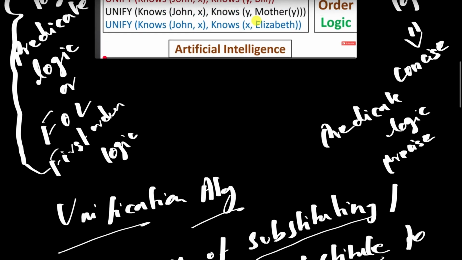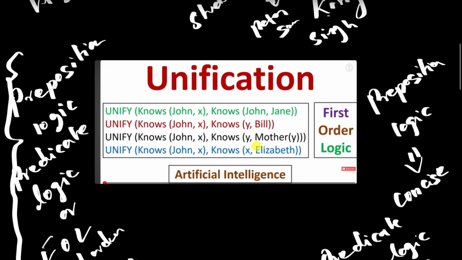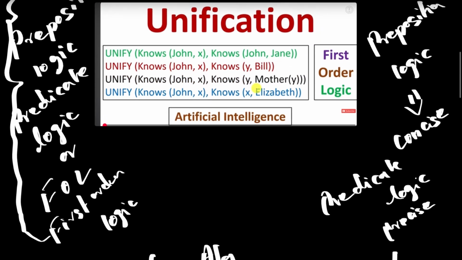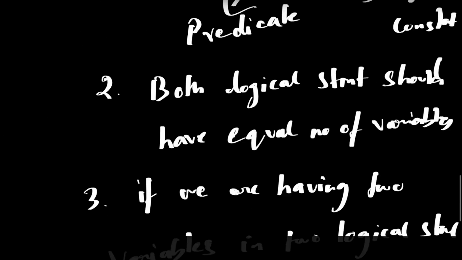We go for the example: unification is going to happen for this statement. First we go with Knows(John, X), then Knows(John, Jane). We go for this first example.